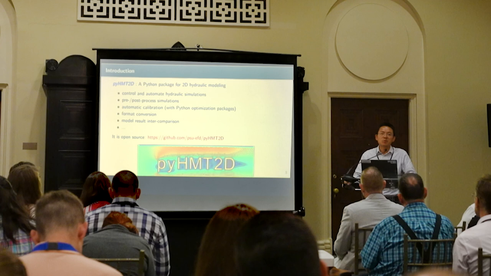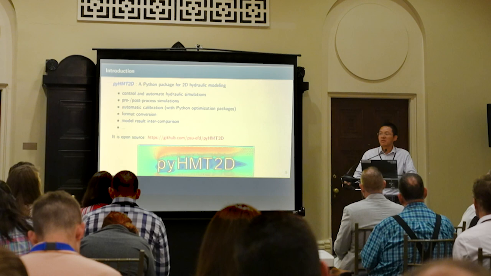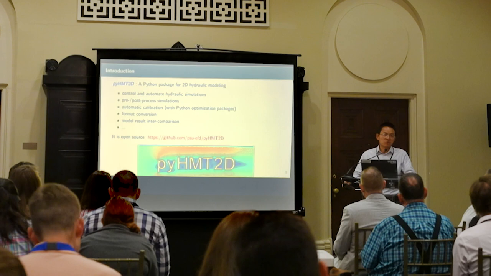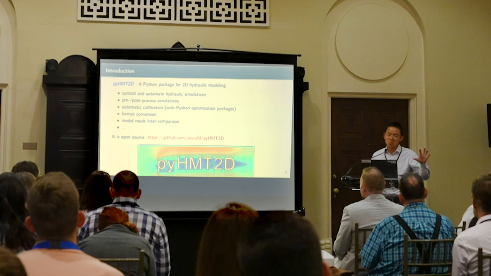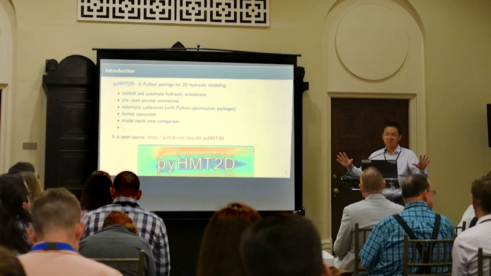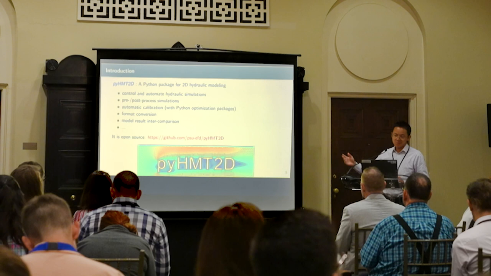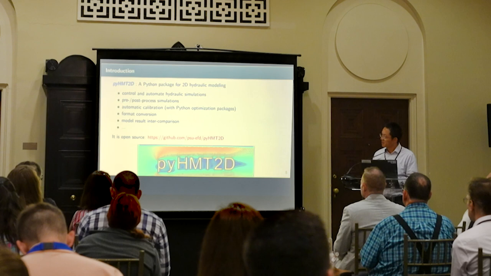But how do you quantify the difference? Well, you're going to need a level ground. So one thing we did is run all these models for the same case, using the same mesh and the same everything, and see what the difference is. That's something we did in that project. I'm going to show one example later where you can convert one model's mesh and Manning's n to the other model, and then run and have a fair comparison. Of course, I already have that. So this is open source. You can go to GitHub, find PyHMT, download, install, and then try it out.